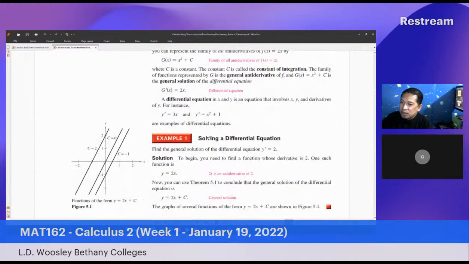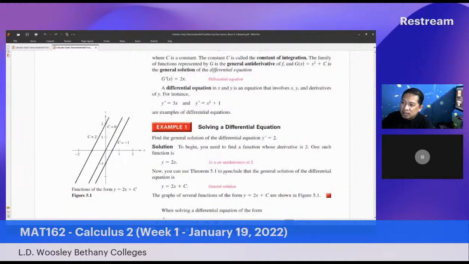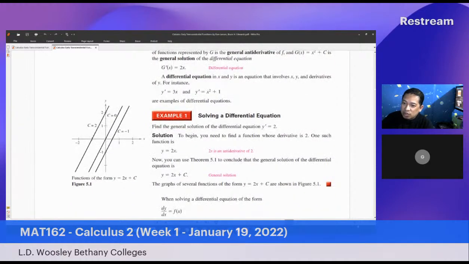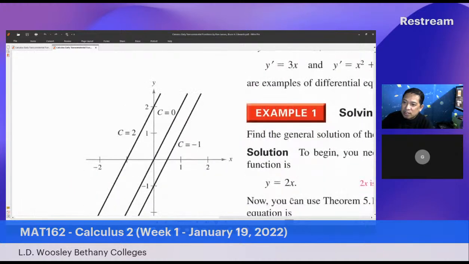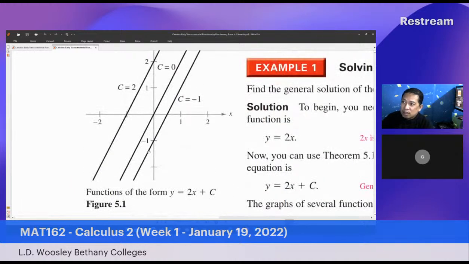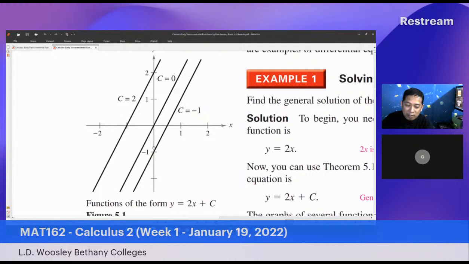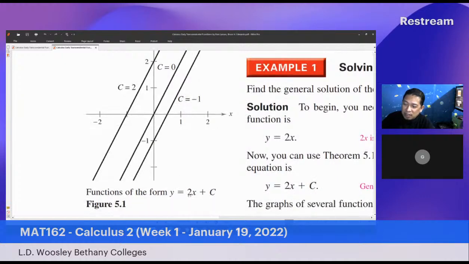Example, solving a differential equation, y prime is equal to 2. So, one of the antiderivative of 2 is 2x, but it could have a general solution, which is 2x plus c. So, if c would be equal to 2, 0, or negative 1, that would represent the family of lines that is parallel. Ang slope nila dyan ay 2 because it is in the form y is equal to mx plus b. And your constant is your intercept, the one that would intercept your y, if I'm not mistaken.